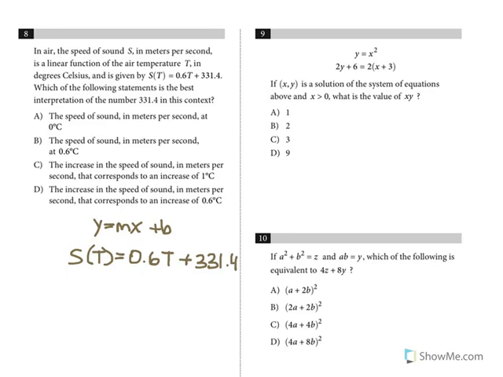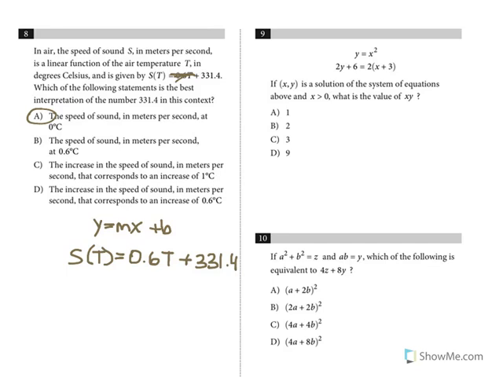All right, does 331.4 represent the speed of sound in meters per second at 0 degrees Celsius? Well, it says t is degrees Celsius, and if t is equal to 0, that wipes that out, and s of t, the speed of sound, is 331.4. So yes, it is answer choice A. We know B is not correct because 0.6 is the slope. The increase in meters per second that corresponds, nope, that doesn't make sense. Well, we already know that A is correct. So let's continue on.